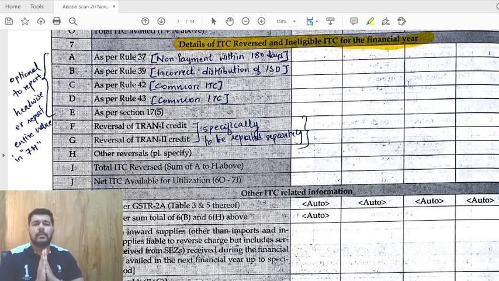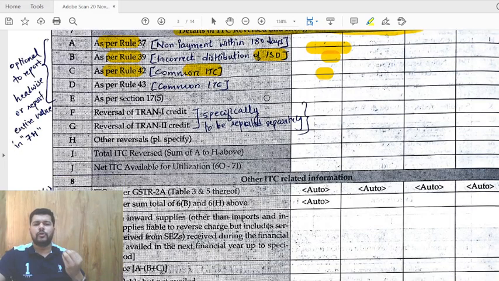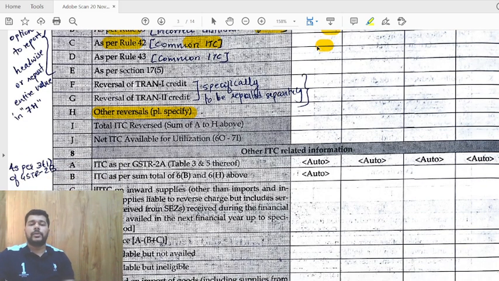Please remember, this table number 7 is not auto populated. The data over here needs to be filled up by us. Now, you have the option to report headwise, that is all the heads under reversal. Let's say reversal for non-payment within 180 days, or ISD reversal, common ITC, whatever it is, meaning Rule 42-43, or you can also consolidate it and report it here as reversed. Again my suggestion is that if you have the data separately available, please feel free to report it separately, because in Others, if you put the amount fully in once, then to explain it again you may have to provide a separate reconciliation.